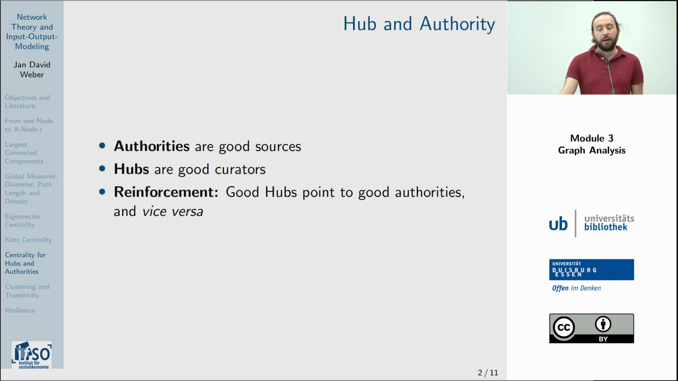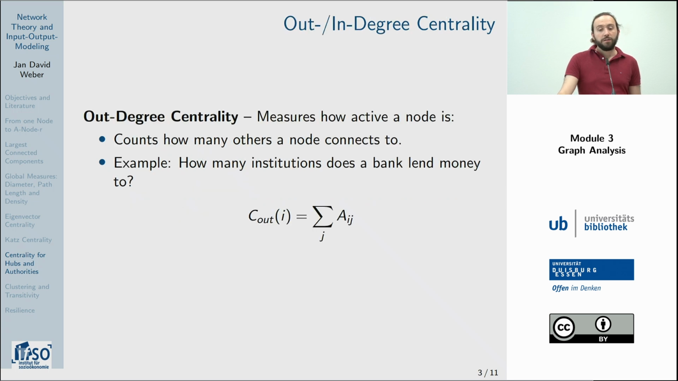To understand the concepts of hubs and authorities, we have to go back to out and in degree centrality. Out degree centrality measures how active a knot is. It counts how many other knots are connected to it. The example here is how many institutions a bank lends money to, so how much they expose themselves credit risk-wise to other banks, because not all the money is coming back.